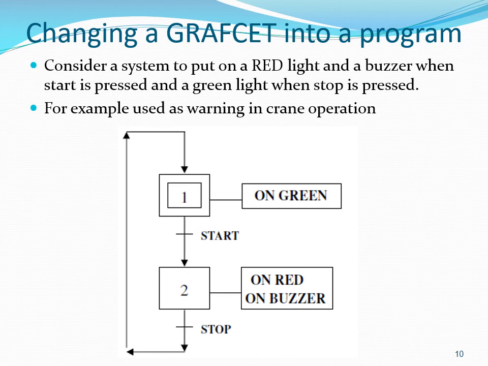It has 2 steps. In step number 1, the green light is put on. When the start button is pressed, the system moves from step 1 to step 2. In step number 2, the red light and the buzzer are put on. When the stop button is pressed, the system moves from step 2 back into step number 1.